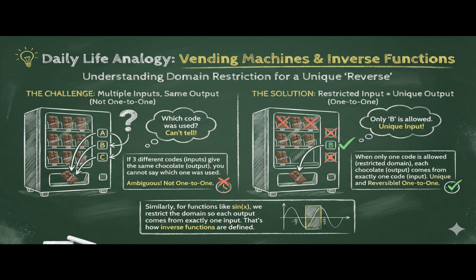Now understand one simple example. Suppose there is a vending machine. If 3 different codes give the same chocolate, then you cannot say which code was entered. But if only one code is allowed, then the answer becomes clear. The same thing happens in mathematics. Inverse is possible only because of domain restriction.